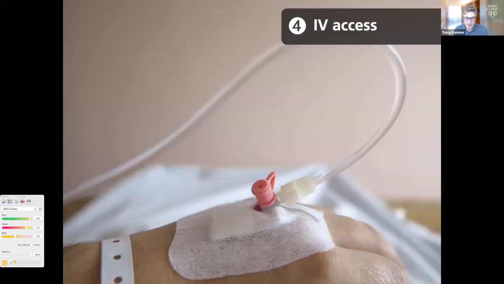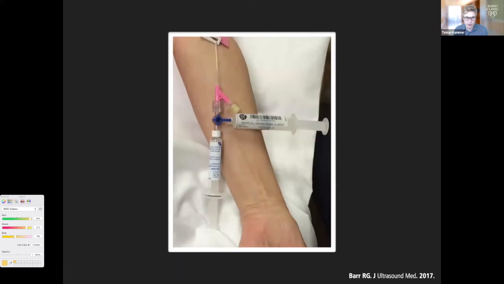So IV access, you need that. Obviously, the bubbles need to go in. The traditional method is that the contrast should be in line with the IV, because you don't want to force them around the corner. Any pressure changes or high pressure situations can potentially destroy the bubble. So you would give a contrast bolus and then you flush it with normal saline.